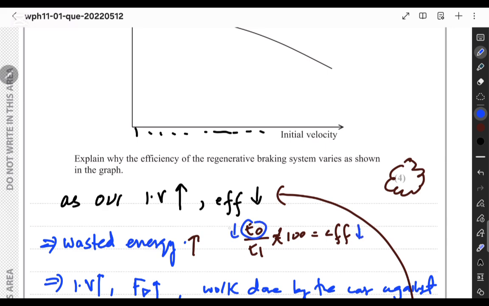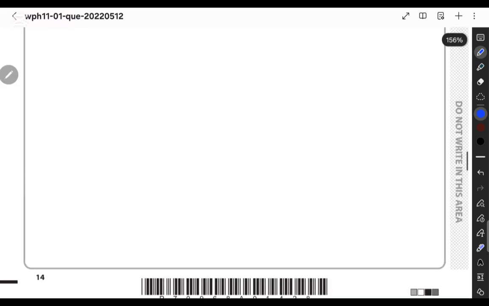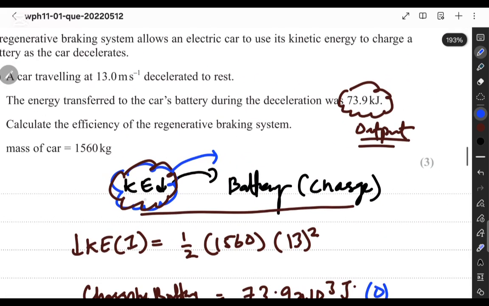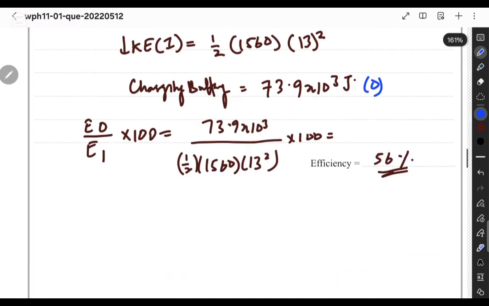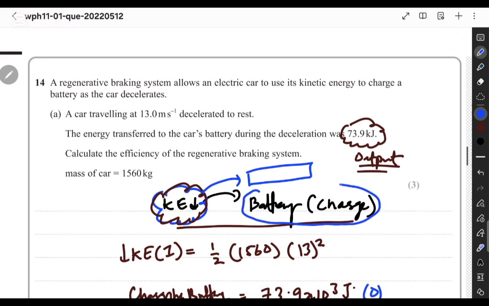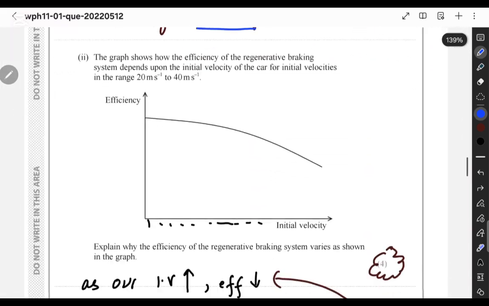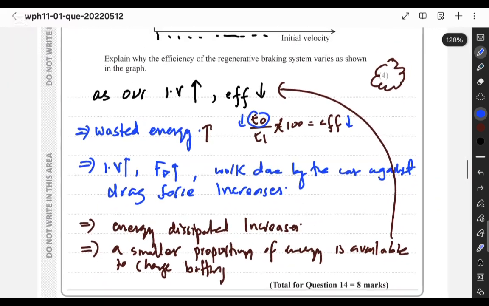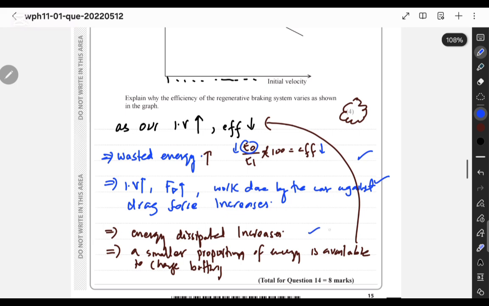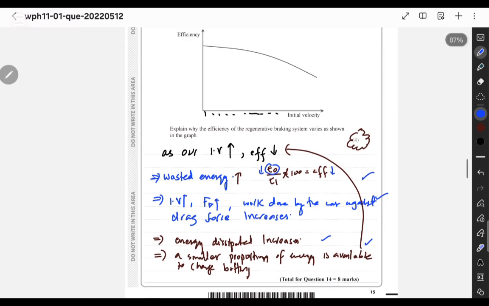Our energy output is going down because now our kinetic energy is being converted not only into the battery to charge the battery, but it's also being converted into work done against the air resistance. So before, the battery got all of the energy, but now it's getting a smaller value because it's being split. So because of that, the energy output goes down, so the efficiency is going to go down. So this is the 4-mark question. It's not that hard if you get the context, but I can see it being challenging. Okay, that's all.